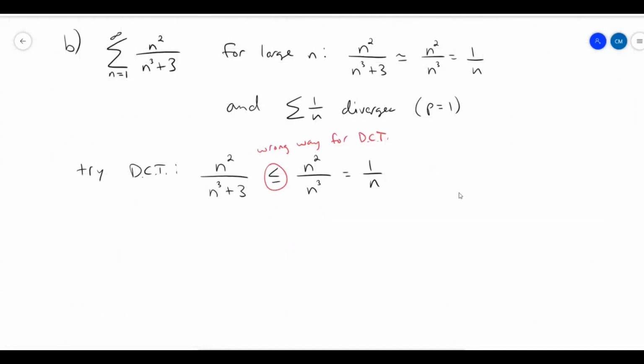Doesn't work. Use LCT, the limit comparison test. Again, if you're okay with the limit comparison test, if you like it, or maybe you don't even want to bother with direct comparison, even though it is easier, you can always use limit comparison. It will always work, even if direct comparison also works.